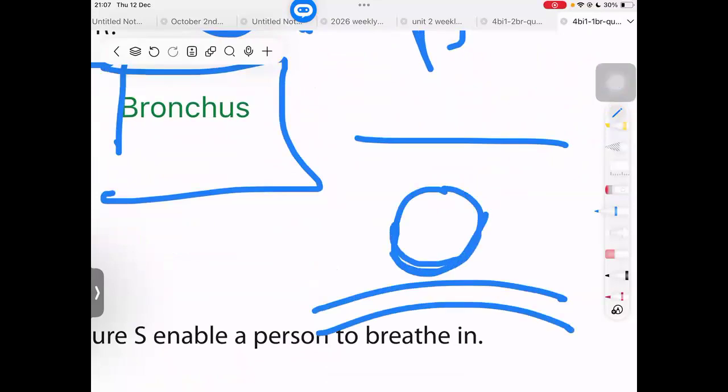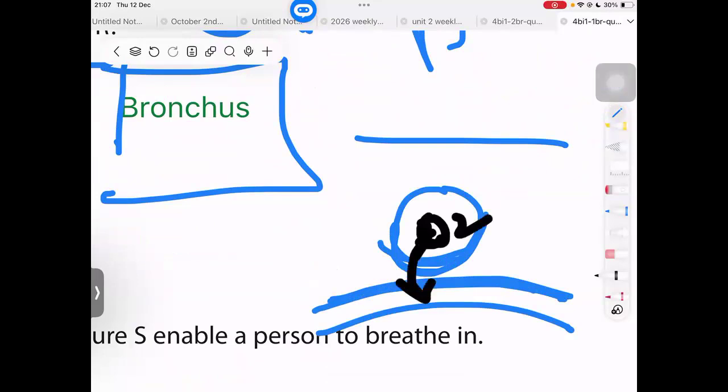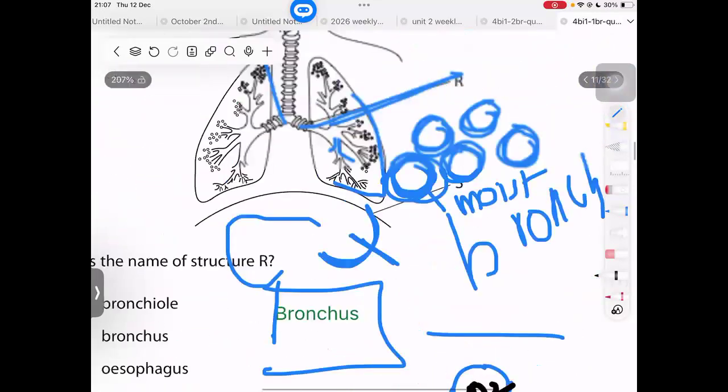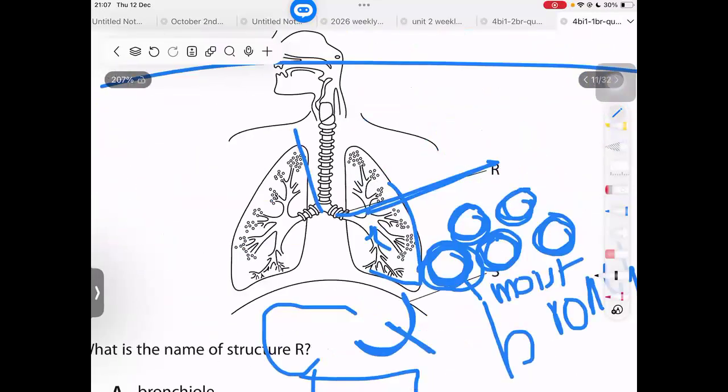The alveolus is one cell thick, the blood capillary is also one cell thick, and the alveolus is moist, so the gases diffuse easily. Oxygen dissolves and diffuses into the blood capillaries, and carbon dioxide diffuses out from the blood capillaries back into the alveoli. So those are the special features of alveoli.